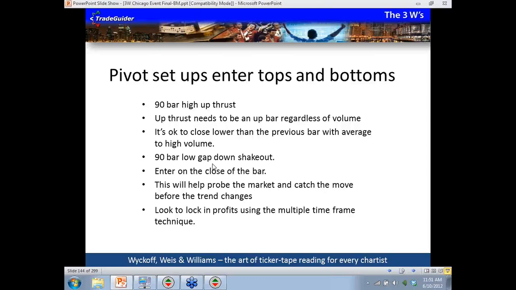90 bar low gap down shakeout. I showed you some examples yesterday of how it could jump the creek, come back down and do a gap down shakeout right at the creek as well. Well, here's another setup. It's a 90 bar low gap down shakeout. Enter on the close of the bar. Expectation is it should gap up the next day. This will probe the market and catch the move before the trend changes, but what you're doing is doing it on the cause.